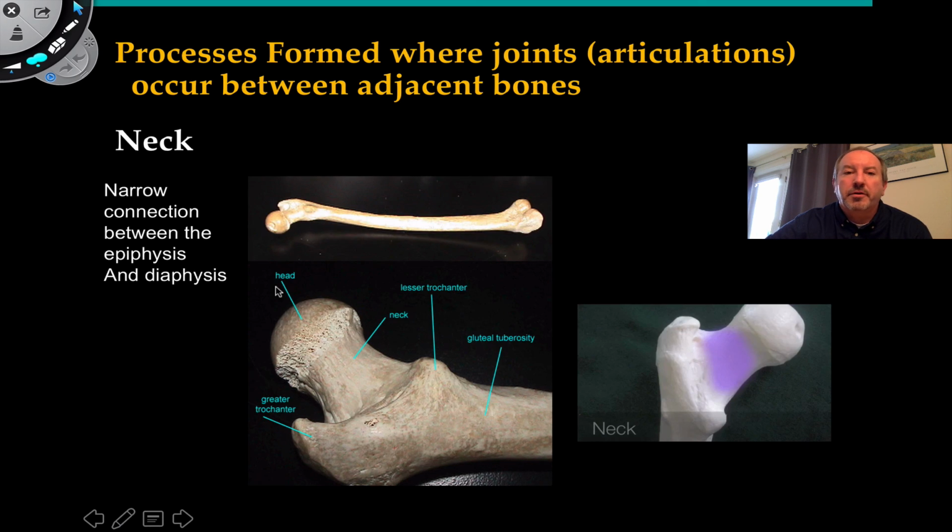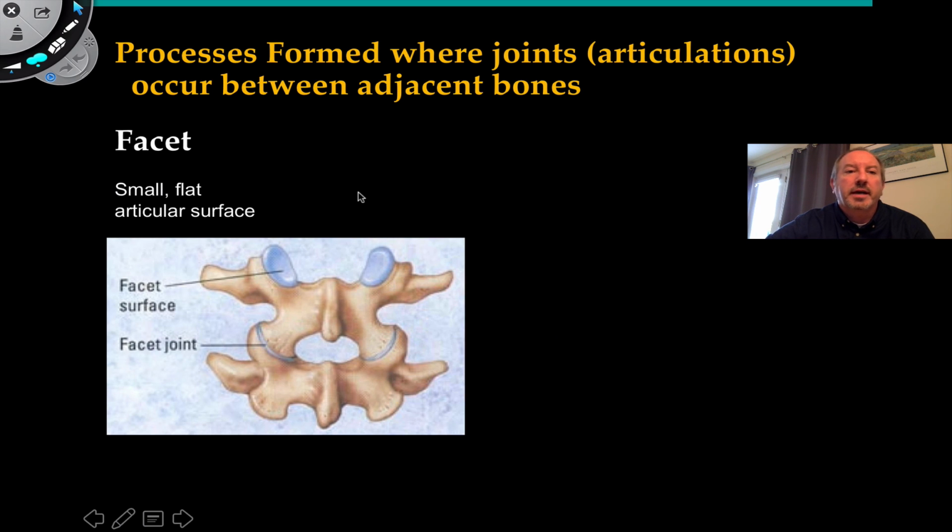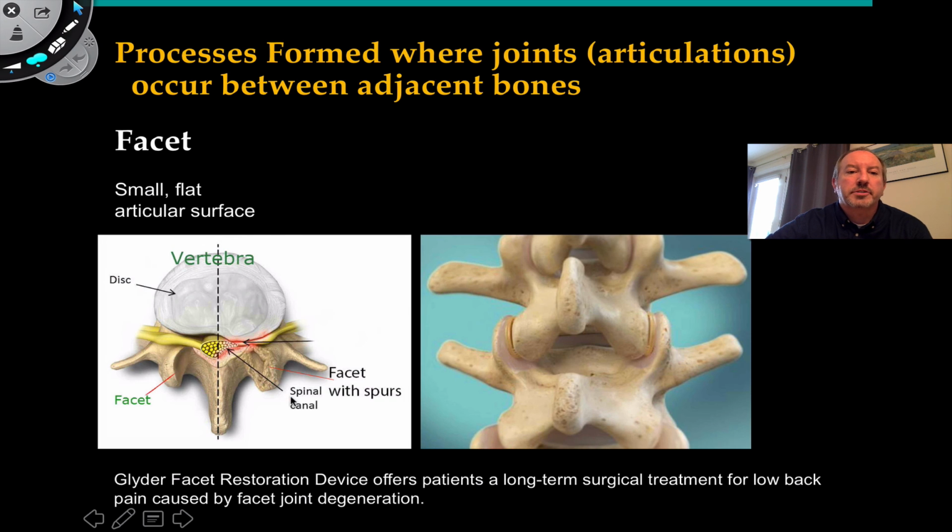And the neck is kind of a vulnerable region. Fractures or breaks could occur anywhere, but if a place is going to be most vulnerable, it'll be in this neck region right here. It's the connection between the epiphysis and the diaphysis of the long bone. Okay, and a facet is a small area that's often flat. Here's a facet surface right here. This is the vertebrae. It's small, and it's where bones will articulate with one another. As you can see here is the facet joint between one vertebra and another. So a small flat surface.